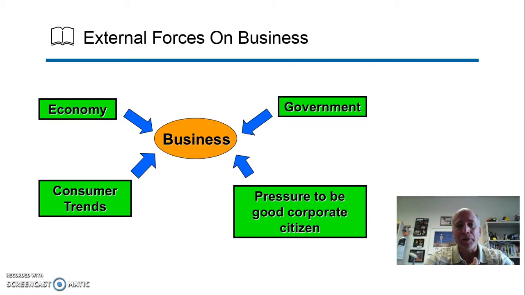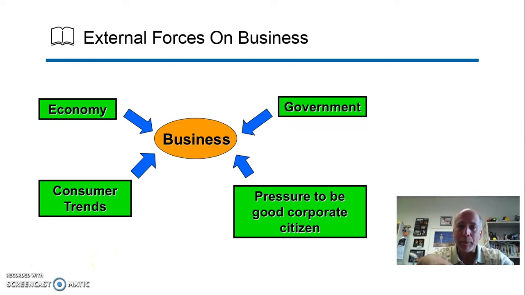If we have traditionally had a lot of waste in our products, in our manufacturing, pressure from society may make us change what it is we do sell. Back to the cars. When cars use a lot of gas, pressure to be a good citizen says we have to find ways to manufacture vehicles that get better gas mileage. And so these are forces that are not internal, but they are external to the company. The economy, the government, consumer trends, and pressure to be good corporate citizens all have an impact on our company.